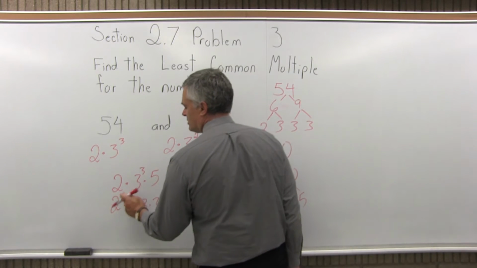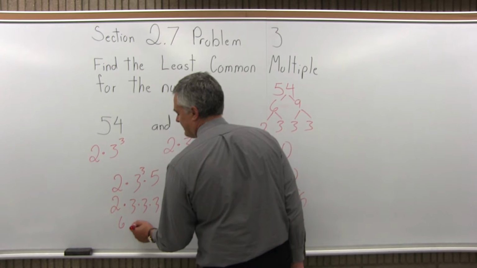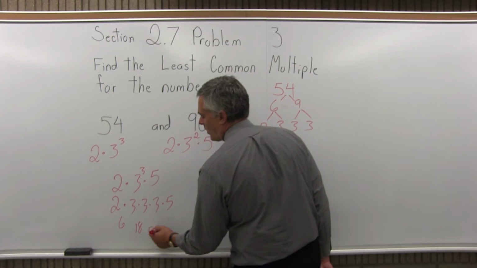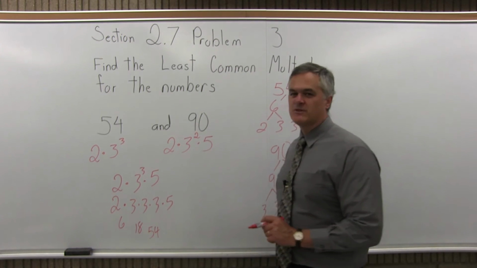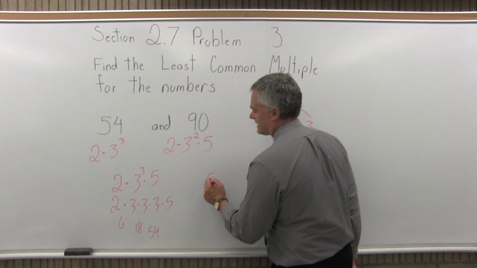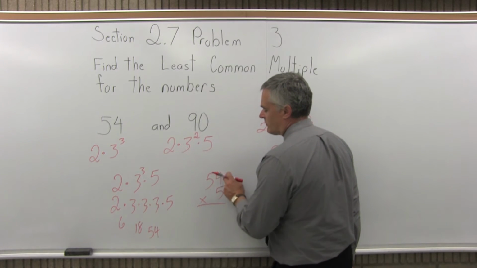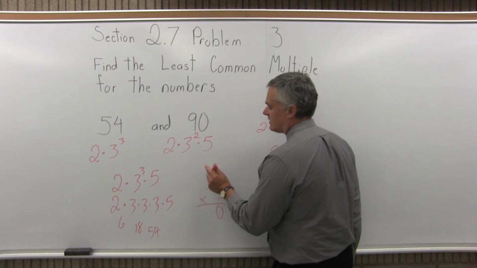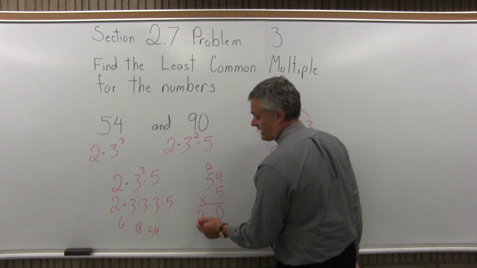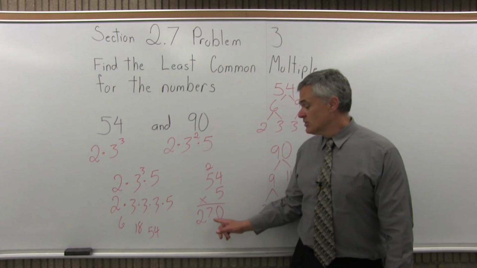So 2 times 3 is 6. 6 times 3, I'll have 18. 18 times 3, I'll have 54. And then 54 times 5, I'll probably have to write that one out. So let me just come off to the side. That's about as far as I am willing to go comfortably and be confident that my answer is right. So 5 times 4 is 20. Put down the 0, carry the 2. 5 times 5 is 25. 25 plus the 2 more that I carried is 27. So my final answer for the least common multiple comes out to 270.